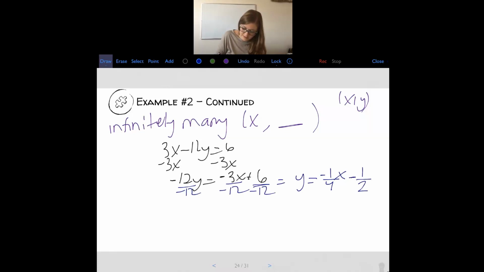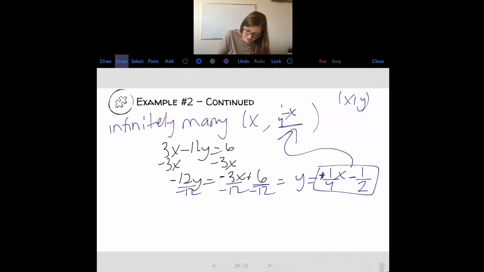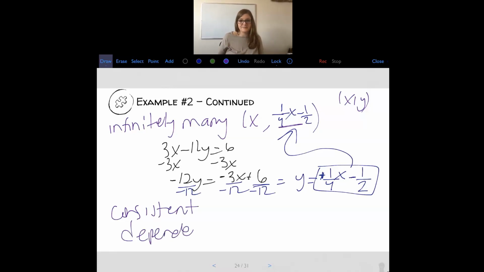So this is our y. This is what y is equal to. Goes in here. So you would write negative 1/4 x, or this is positive 1/4 because we did a negative divided by a negative. So negative divided by a negative is positive 1/4 x. So let me fix that. And then that's minus 1/2. Okay. So this system then is consistent because there's at least one solution. But since it's the same line, it's described as dependent.